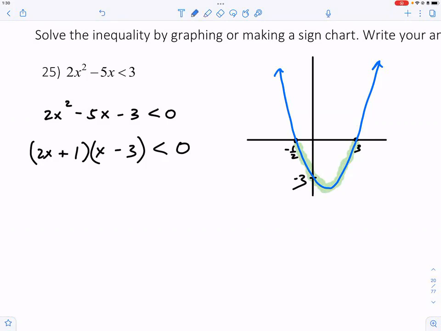So the x values would have to be between -1/2 to 3, and we want to be less than 0, so we don't want it to equal 0. So therefore, those two roots are excluded from the solution set. That would be the interval notation. For the inequality notation, it would be -1/2 less than x less than 3. That would be the inequality notation.